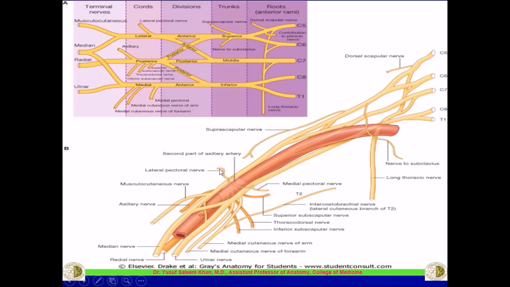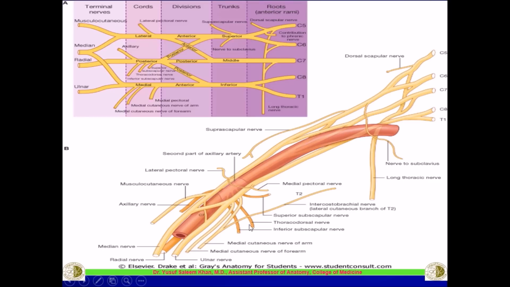So the lateral cord will give three branches: lateral pectoral nerve, musculocutaneous nerve, and the lateral root to the median nerve. The medial cord will give five branches: medial pectoral nerve, medial cutaneous nerve of arm, medial cutaneous nerve of forearm, the ulnar nerve, as well as the medial root of the median nerve. So this median nerve is formed by the lateral and the medial cords.